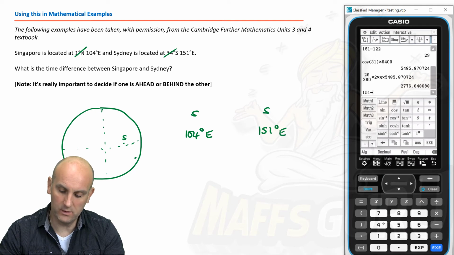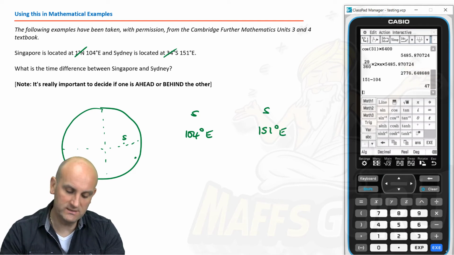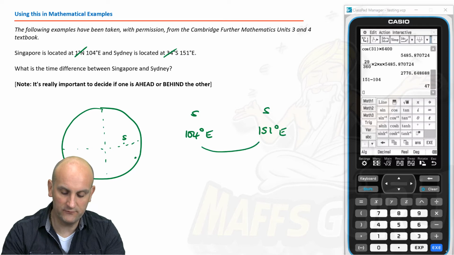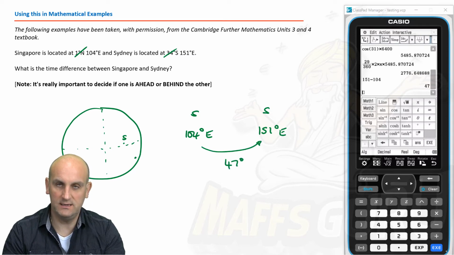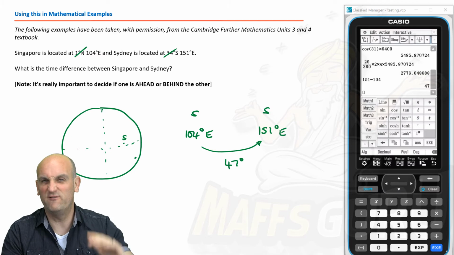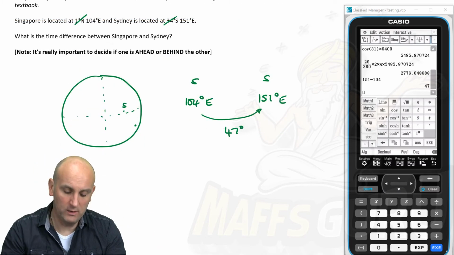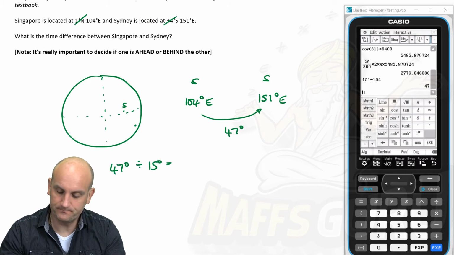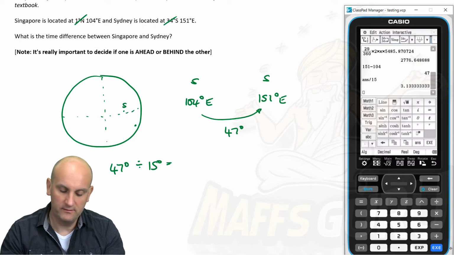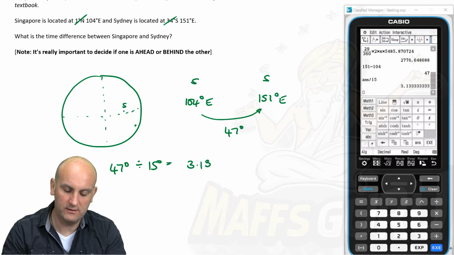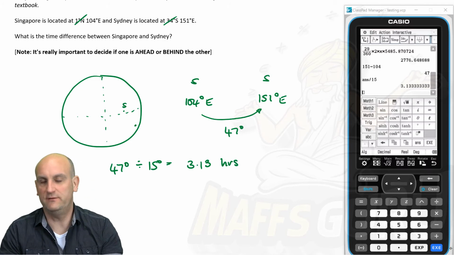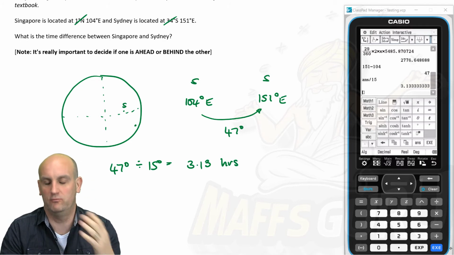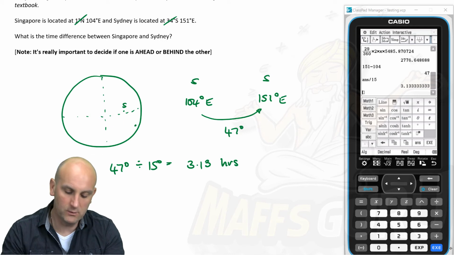151 minus 104 gives me 47 degrees. So I know the difference between those two is 47 degrees. Well, I also know that for every 15 degrees, there is a 1 hour time difference. So if I have 47 degrees and I divide it by 15 degrees, I get that there are 3.133 hours time difference. Now, obviously in this situation, we don't wind our clocks by 3.13. So we will say there's approximately 3 hours of difference.